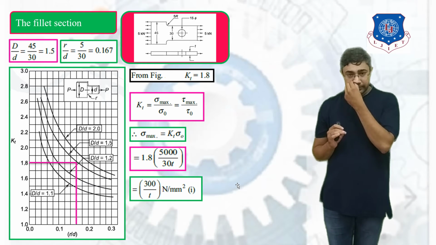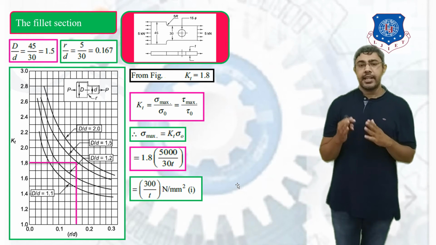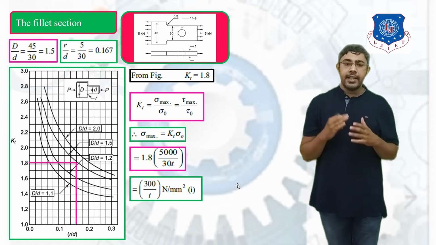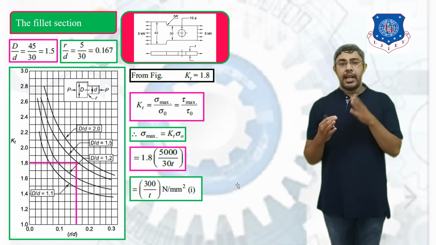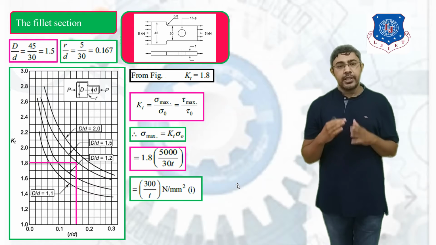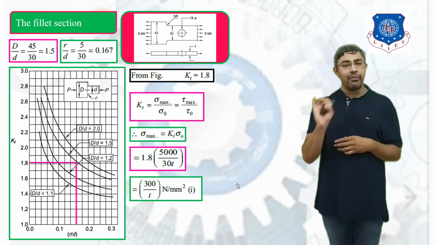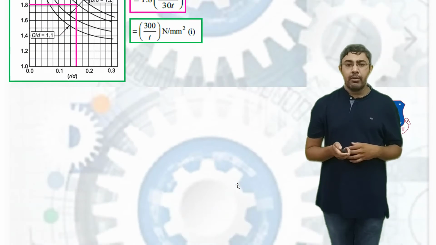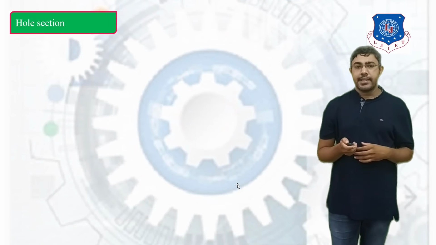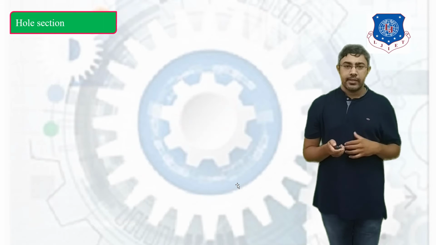This is the higher stress concentrated at the fillet section. So this is the maximum stress at the fillet section, and we give it equation number 1. Now we have to calculate the maximum stress at the wall section.